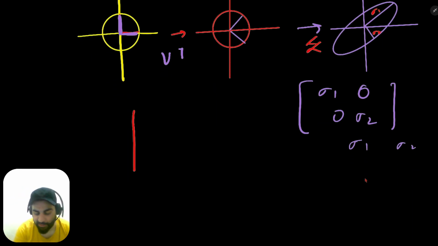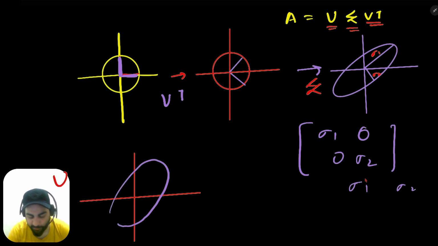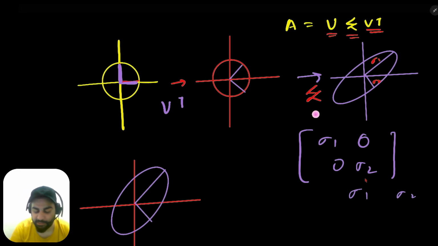And if you see again this picture, what will this U do? You again know that it will just rotate it somehow. Let's suppose this got rotated in this fashion, so sigma 1 and sigma 2 will be like this. This is some rotation. So this is the total, this is what we got at the end. This is the end result.